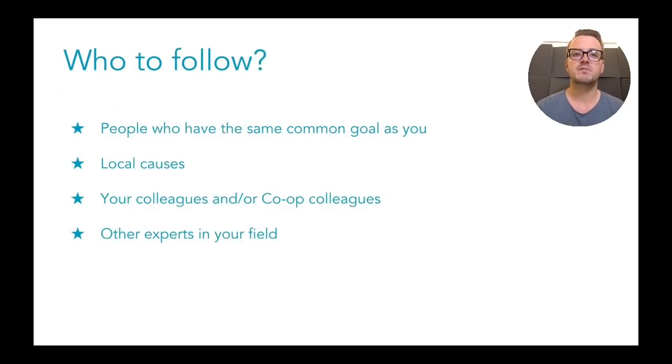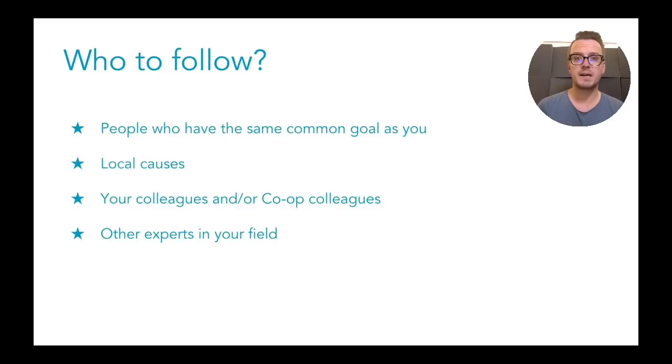Who to follow? So that's a really good question. People who have the same common goal as you. So that's other local causes that are working in your community. They might do something very different, but it's also good to understand what's going on around you in the world. So you can also follow other volunteers and colleagues to see what they're up to. The more things that you see on Twitter, the better, really. It really helps you understand what's going on in your local community.